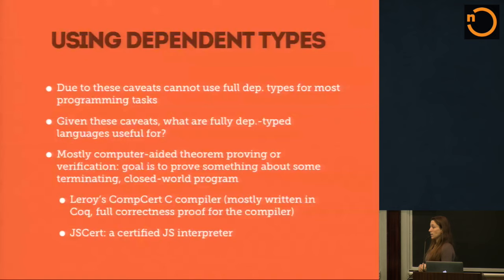So, due to these caveats, fully dependently typed languages have a tendency to be useful for theorem proving, and that's popular in the world of verification, where you've got some closed world program and you want to just ensure that it's correctly making decisions. There's infinity research in verification of compilers, and there's even JSCert, which certifies a subset of a JavaScript interpreter. It also verified the specification and all these other things, but that's what these languages are used for. Because of these aspects of their design, it makes it difficult to write a web server in them, right? You just can't, sorry.